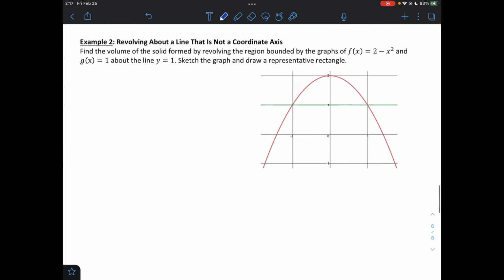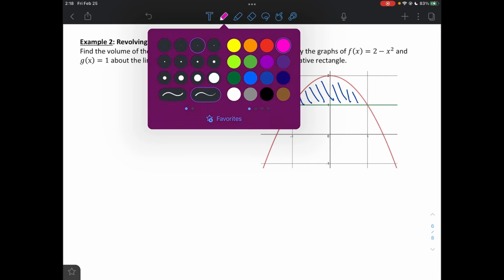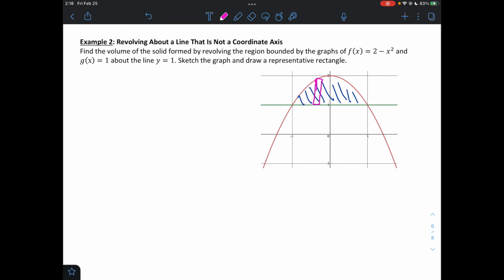Question 2, now we're going to revolve this around a line that's not the axis. So we're taking f of x and above g is equal to 1. So this area right there, our representative rectangle, we're going to revolve it around the line y equals 1, moving left and right. So it's going to be a dx problem again. So volume equals pi. Our bounds here, pretty easy to see again, are negative 1 and 1. If you don't see it, you can always set them equal to each other and solve.